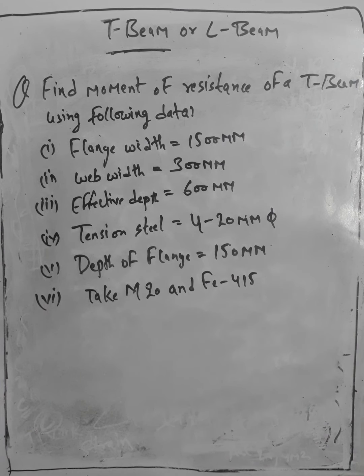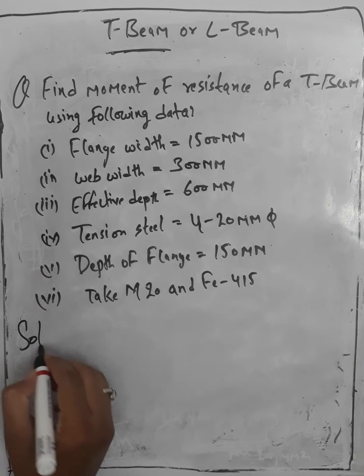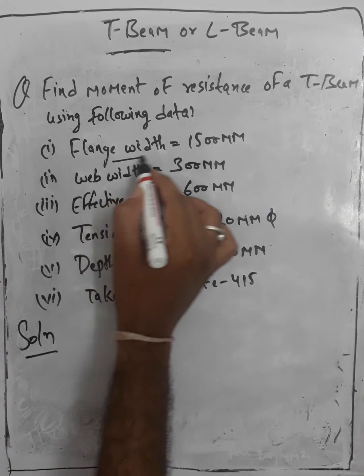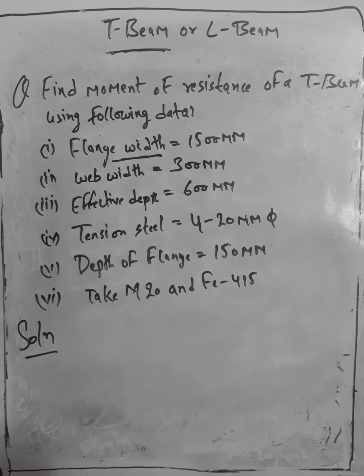So first of all, if the flange width is not given in our question, then we have to find the flange width. But in this question the flange width is already given, that's why this step is skipped here. Now we have to find the moment of resistance of the T beam.